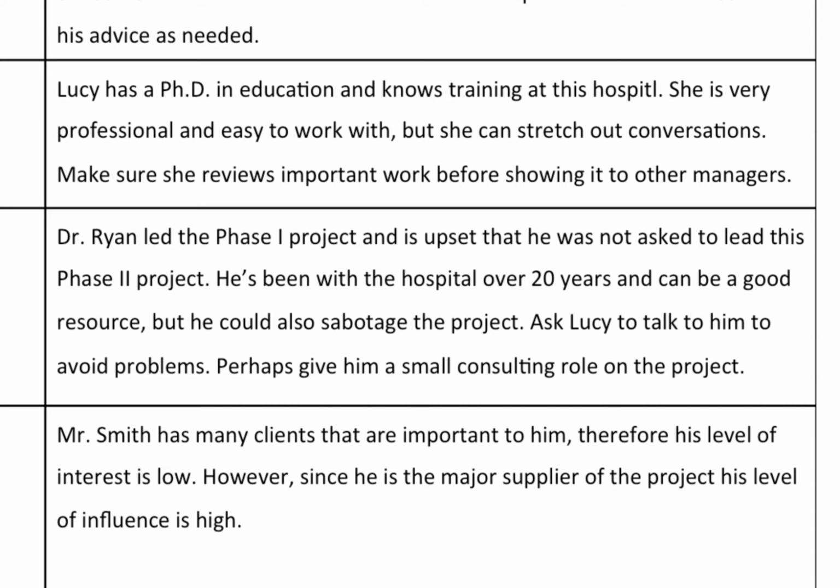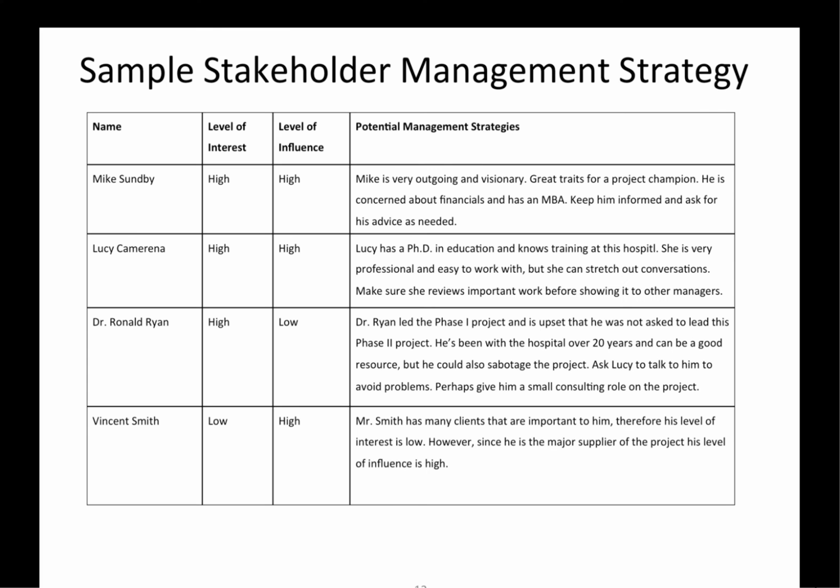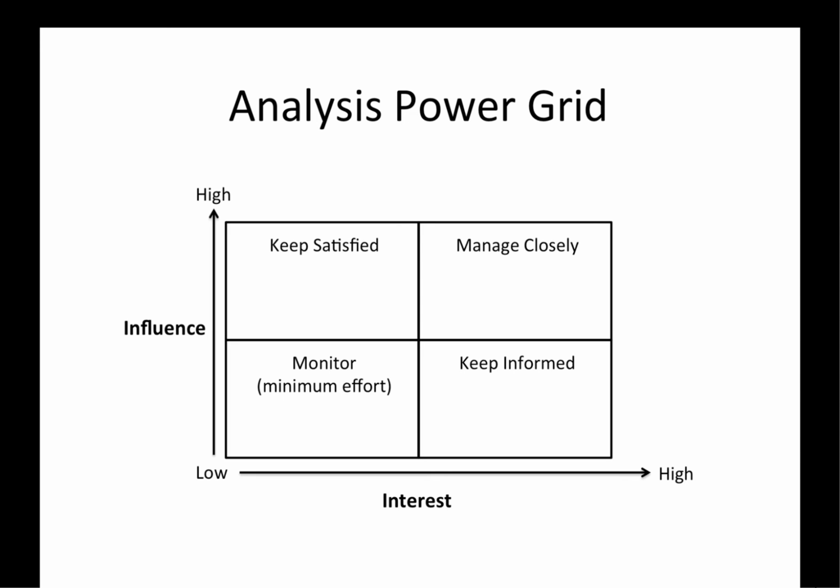Something you might want to know is in Dr. Ronald Ryan. His level of interest is high, but his level of influence is low. So something about Dr. Ryan that you probably should know is that he led the Phase 1 project and is upset that he was not asked to lead the Phase 2 project. However, he's been with the hospital for over 20 years and can be a good resource, but he could also sabotage the project, maybe unknowingly. So you need to ask Lucy to talk to him to avoid problems. Perhaps give him a small consulting role on the project. So understanding these stakeholder management strategies will aid you in creating an analysis power grid.